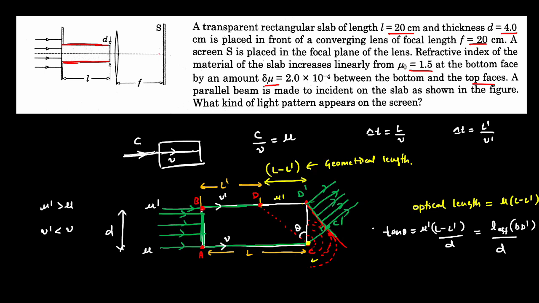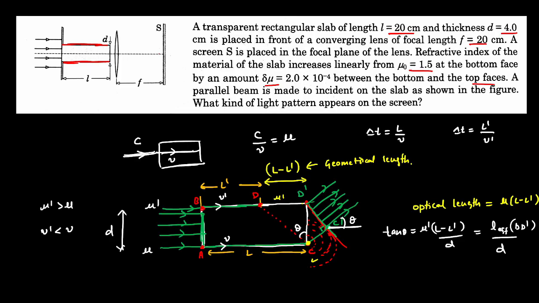And why is this theta important? Because that will give us the tilt that these rays make with respect to the horizontal. Because the angle between the lines will be equal to the angle between the perpendiculars, that's the logic for calling it theta. Now we will start solving this. So tan theta equals mu dash times L minus L dash by D. We already have the value of L, which is V times delta T, and L dash is V dash times delta T. So L minus L dash is V minus V dash times delta T.